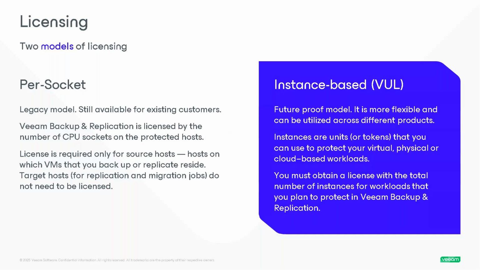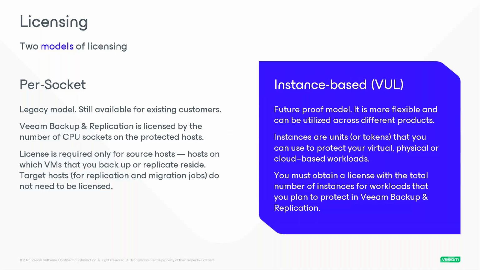So to go over the licensing for the next couple slides, the left side is the perpetual or per socket model. The right side is the instance-based or VUL universal licensing model. They differ in what they can protect and how they measure how the license is being consumed. So per socket, it's considered a legacy model. If you're an existing customer, in most cases, it may be beneficial to migrate to VUL. I'm happy to discuss that in a personal conversation, but you can still use it if it makes sense to you for whatever reason. And it licenses by the number of physical CPU sockets installed on the hosts of the VMs that you're protecting.